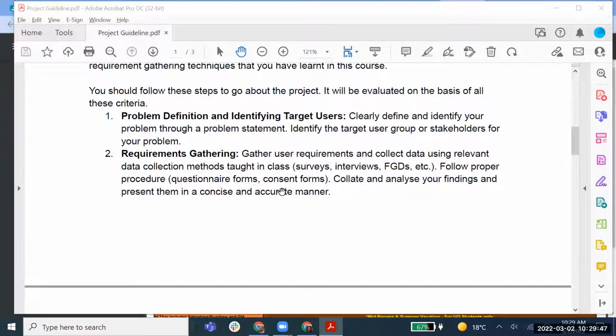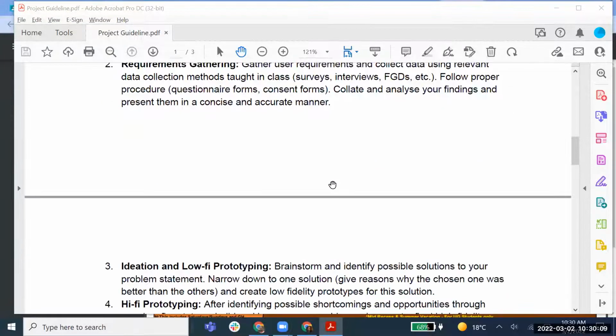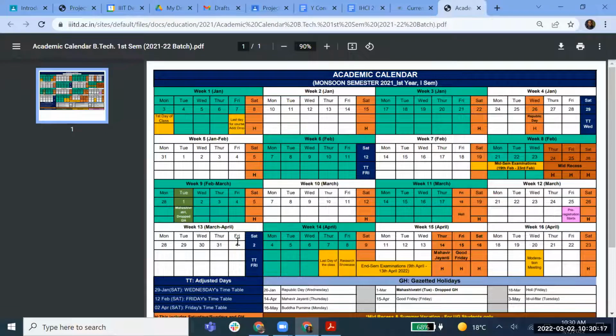Okay, so this is what we are expecting in the first part of the project submission: requirement problem definition, identifying all the stakeholders you have, requirement gathering through interviews and surveys, and so on. We are expecting you to complete this by 17th. After 17th, we can give you another 2 weeks, so that is time till 31st.